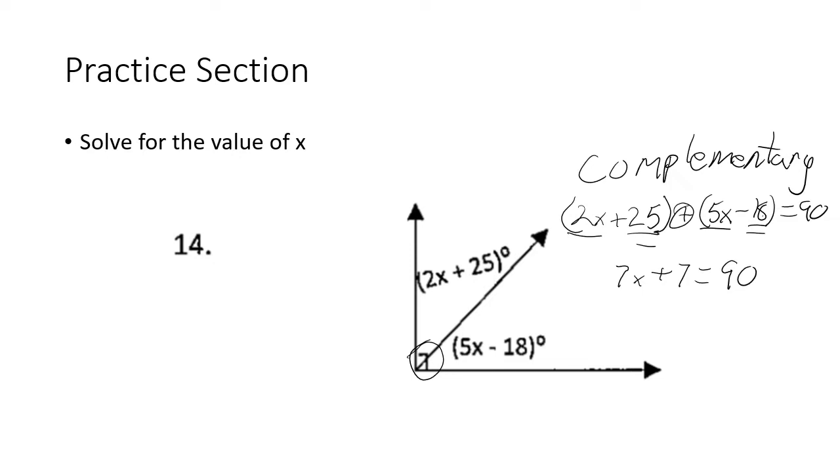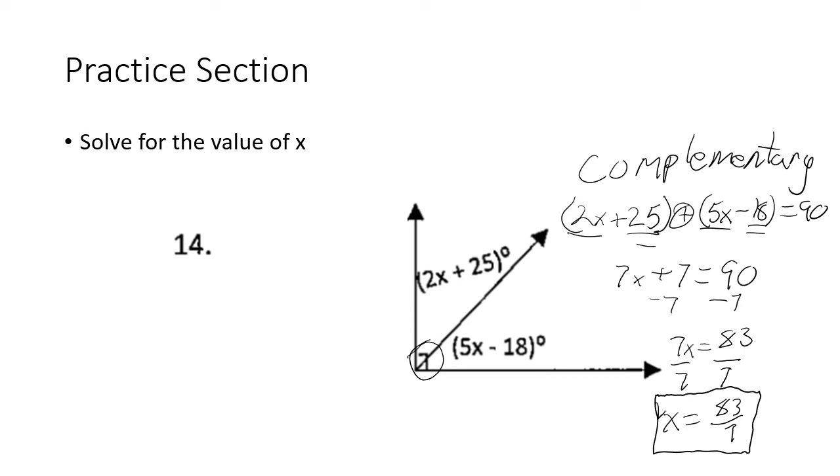And so what I end up with is I'm going to subtract 7 from both sides, which gives me 7x equals 83. I'm then going to divide by 7. Now 83 does not divide evenly by 7. In this case, just leave it as a fraction. If we had to do something with it, we would turn it into a decimal, but because we don't have to do anything with it, just leave it as a fraction.